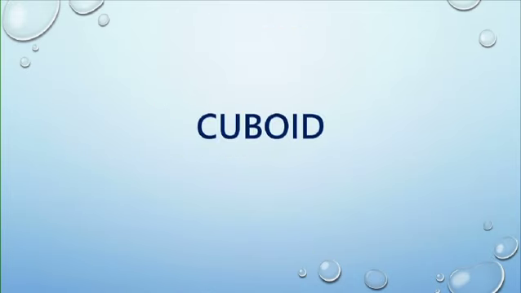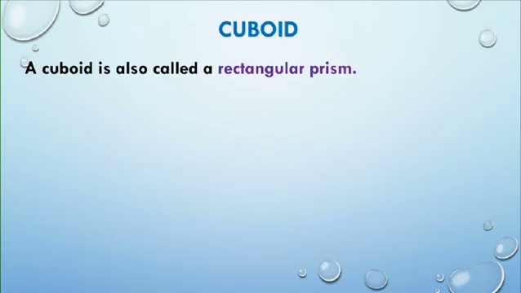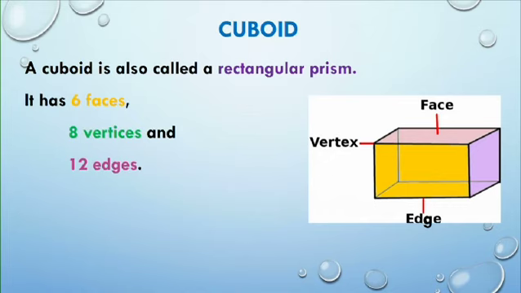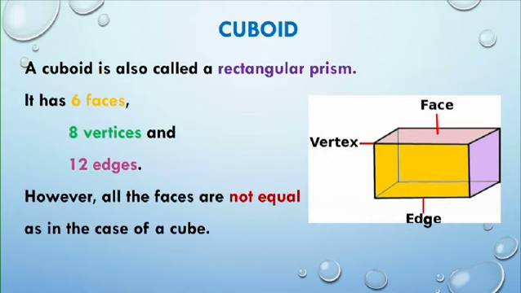We now move on to cuboid. What is a cuboid? A cuboid is also called a rectangular prism. So you have here an example of a cuboid. It has 6 faces, 8 vertices, and 12 edges. However, all the faces are not equal, as in the case of a cube.